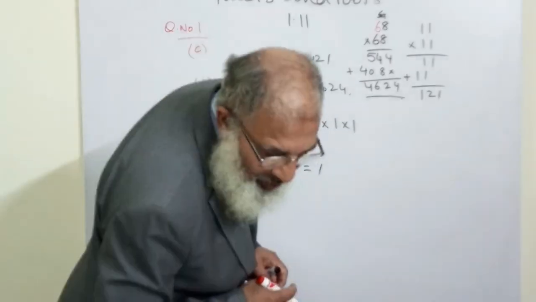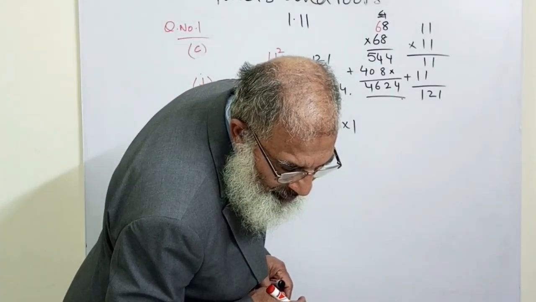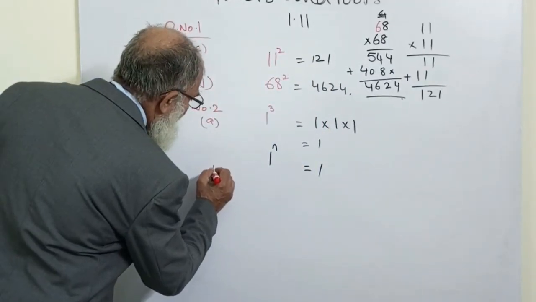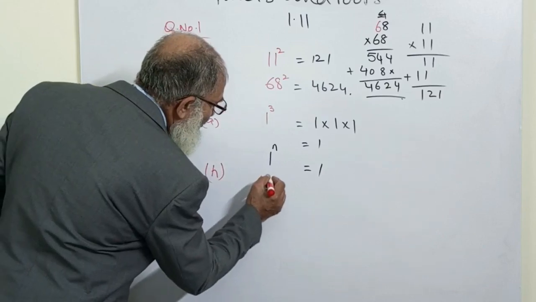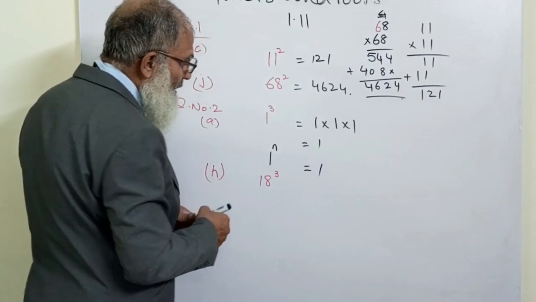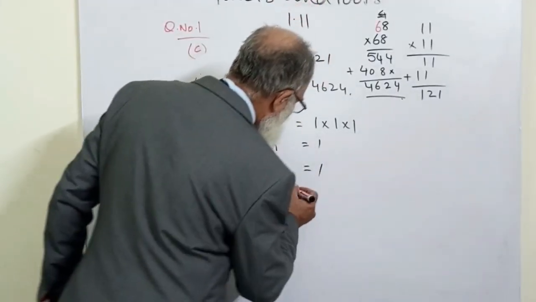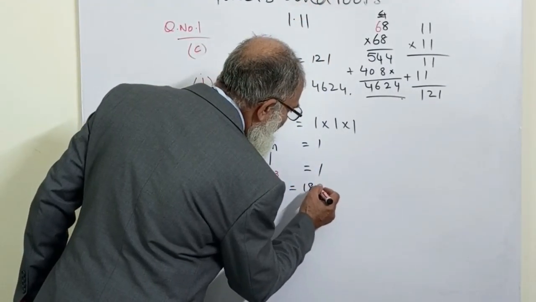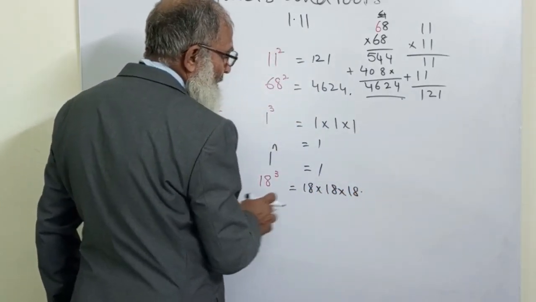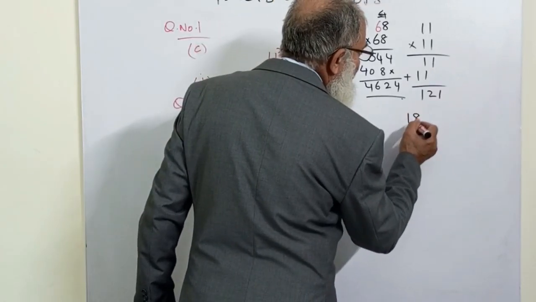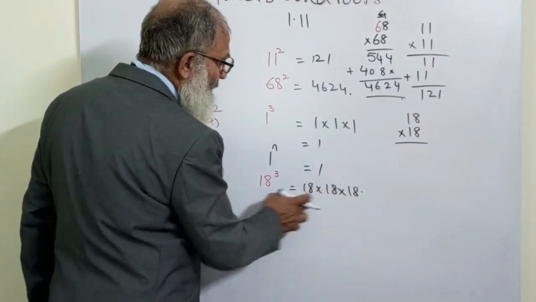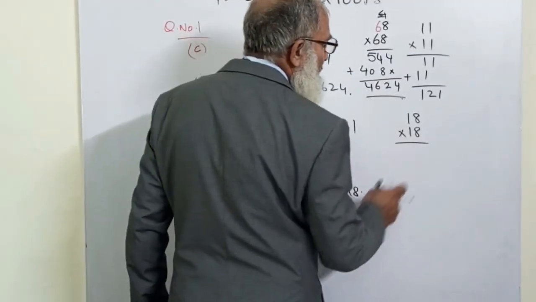Now some difficult question now. Part H. I have to find 18 cube. So what does it mean? That I have to multiply 18 three times. This is the way to write it, and this is the way to do it.